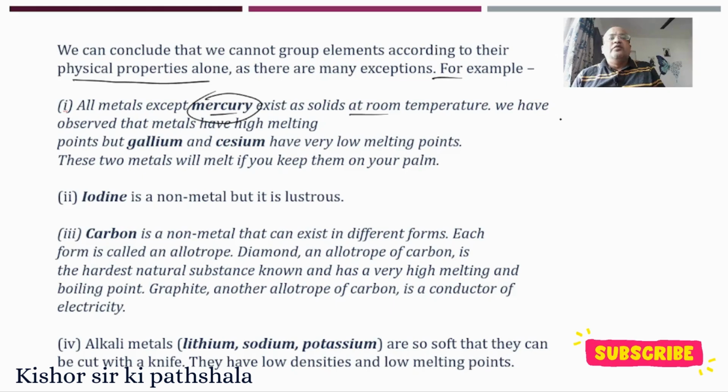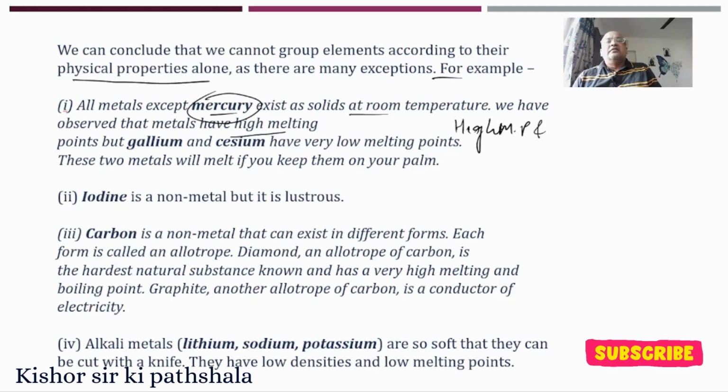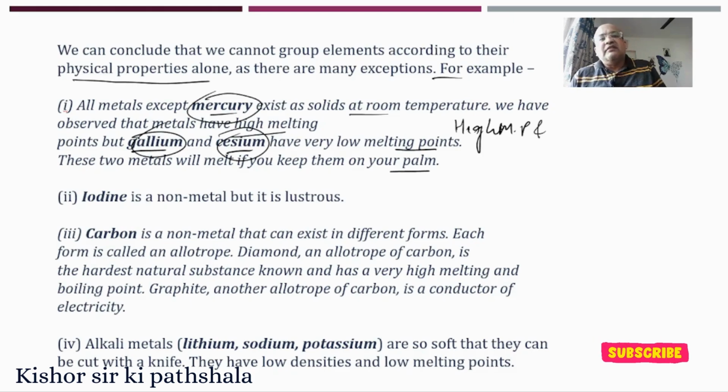We have observed that metals have high melting and boiling points. But gallium and cesium have very low melting points. These are the exception cases. These two metals will melt if you keep them in your palm itself. The melting point of gallium is less than 30 degrees, right?